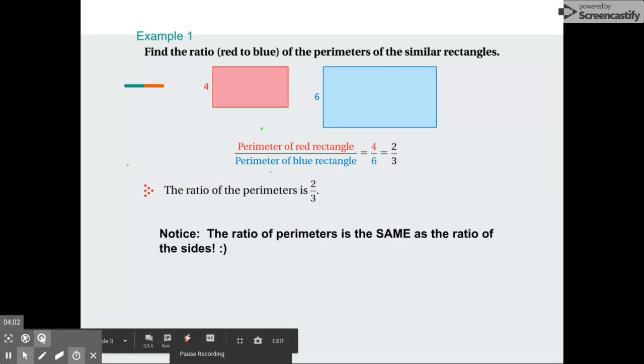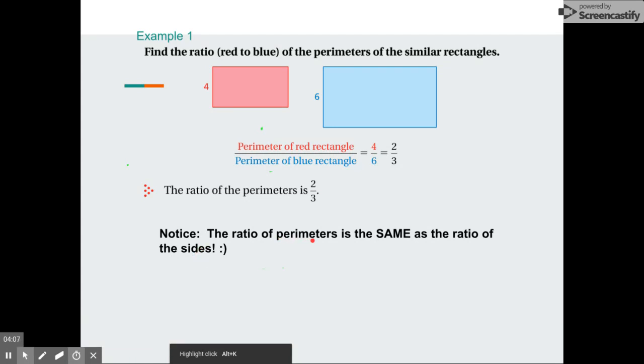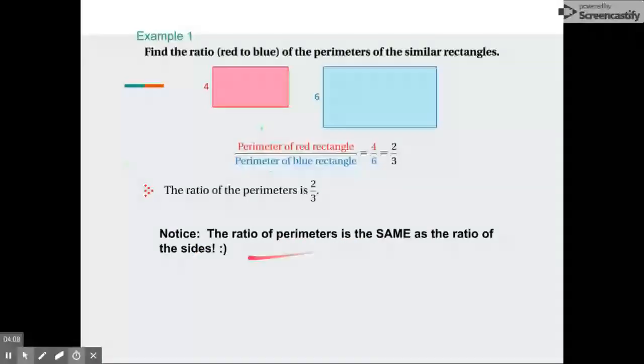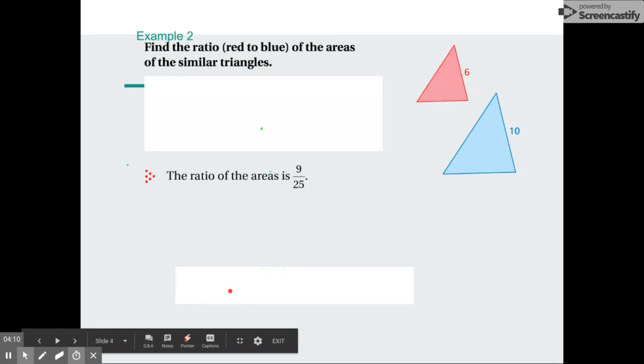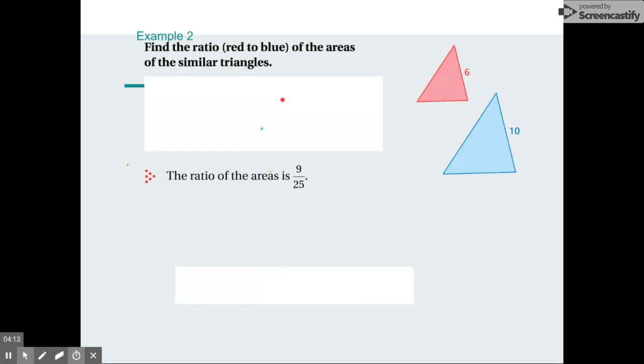Sorry about that. Notice that the ratio of the perimeters is the same as the ratio of the sides. Now, here when we find the ratio of the areas of the red to blue similar triangles, we're going to take the ratio of the sides, 6 over 10, but we're going to square it.